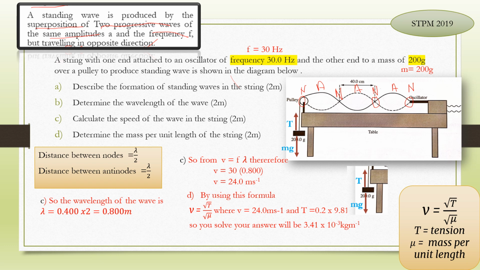Okay, so it asks you to determine the wavelength of the wave. Now, the distance between node to node is half lambda. Or the distance between antinode to antinode is what? Is half lambda. So, lambda is what? Lambda is 2 times the distance between antinodes or the distance between nodes, which they already gave here is 40 cm, which is the distance between two nodes. So you take 0.4 times 2, you get 0.8.